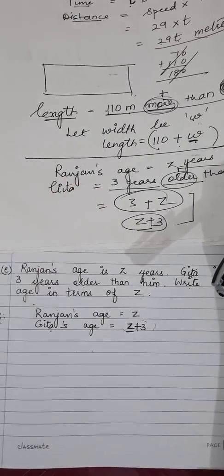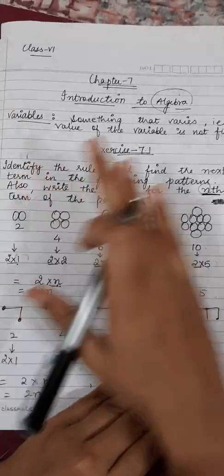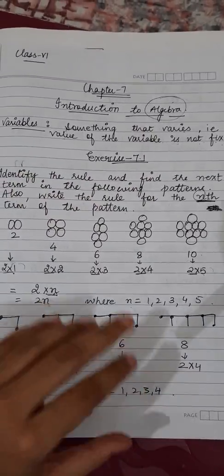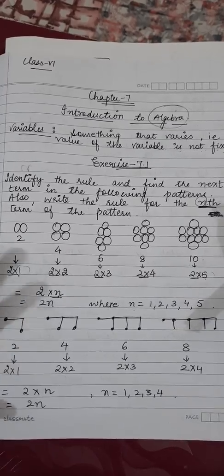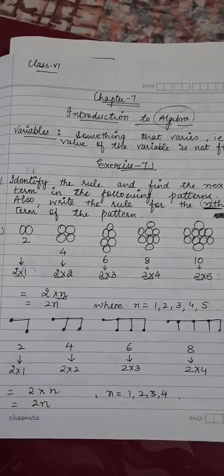Okay, so this was your 7.1. Try to understand the concept of this introduction of algebra. There was just an introduction in this, and how we are going to make the equations using the variables. That's what was there in this exercise. Complete this exercise in the notebook.